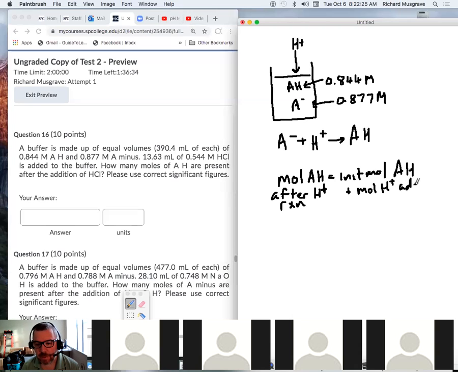Now the reason for that, and it's plus because we know that the A minus is turning into AH, but how much AH are we actually going to get in addition to what we originally had? Well, it's going to depend on how much H plus we added. So for every mole of H plus we add, we get one extra mole of AH, and that's what I want you to understand. But the key there is the plus in the middle here. Does anybody have any questions?